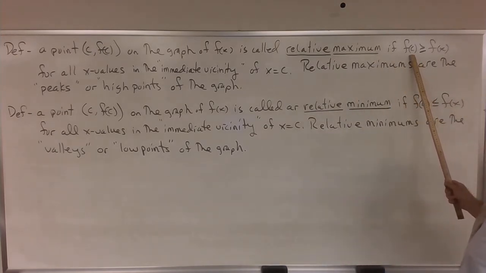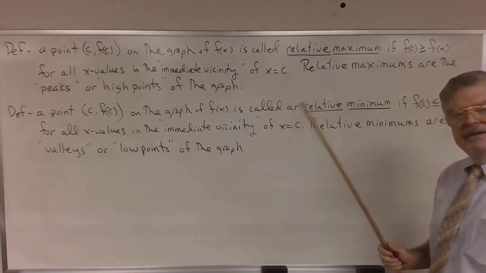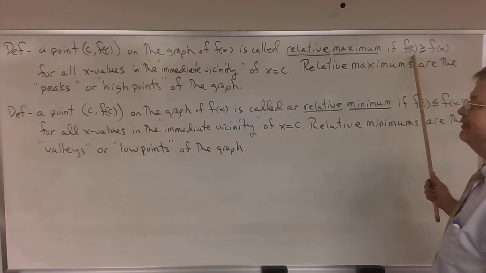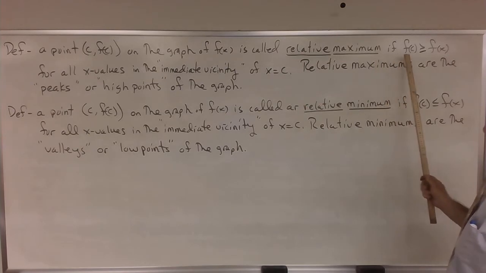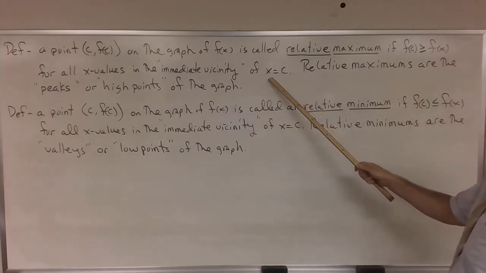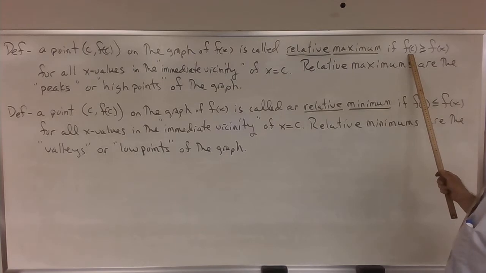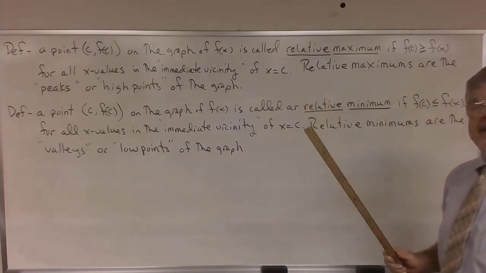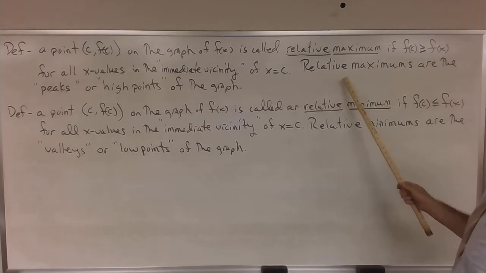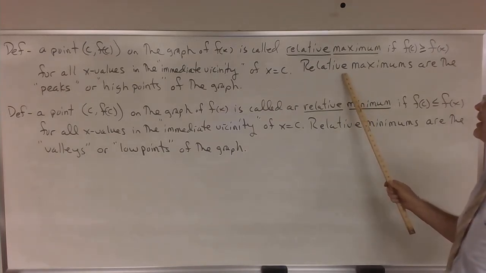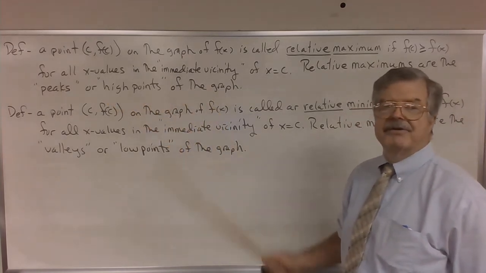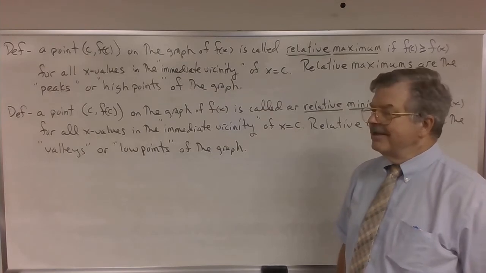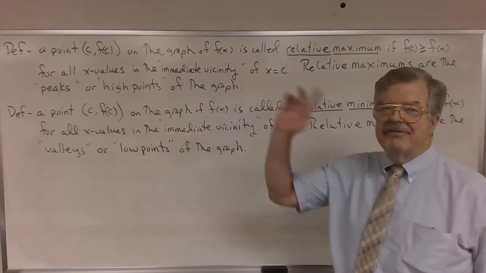f of c is the largest value of the function within a reasonable distance of itself. In the immediate vicinity of x equals c, f evaluated at c is the largest value of the function. Now, what we really want to hone in on is the fact that the relative maximums are the peaks or high points of the graph. So wherever the graph comes to a peak, that's a relative maximum.